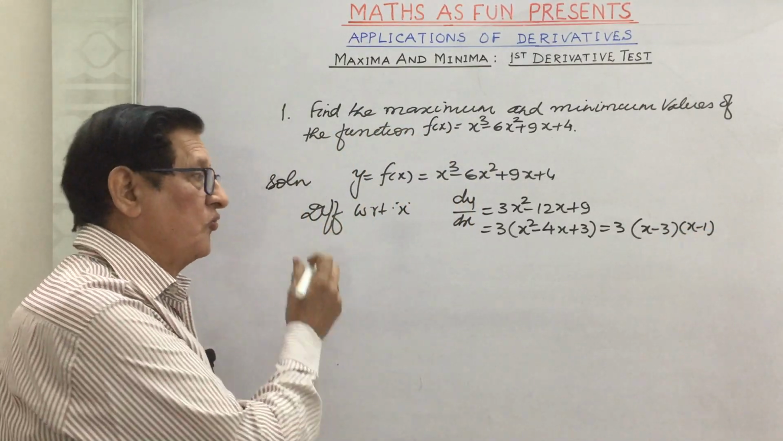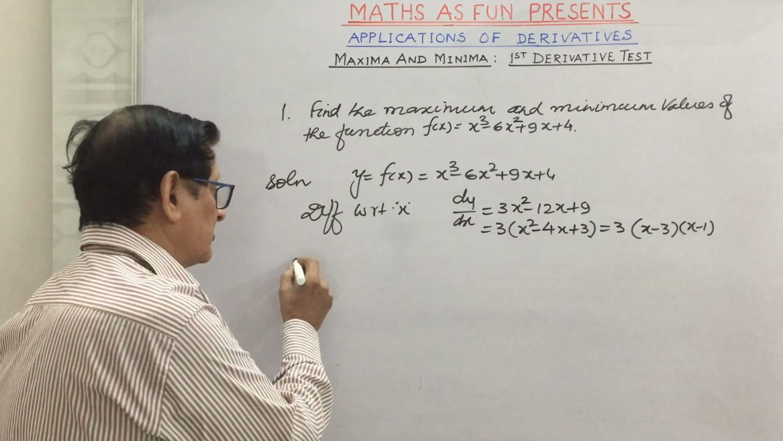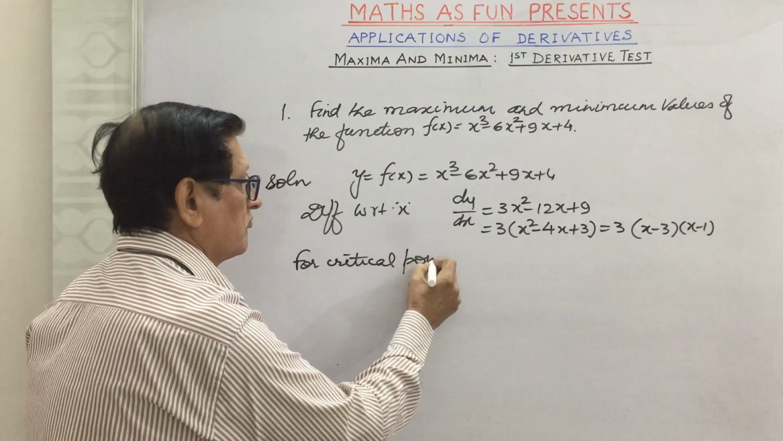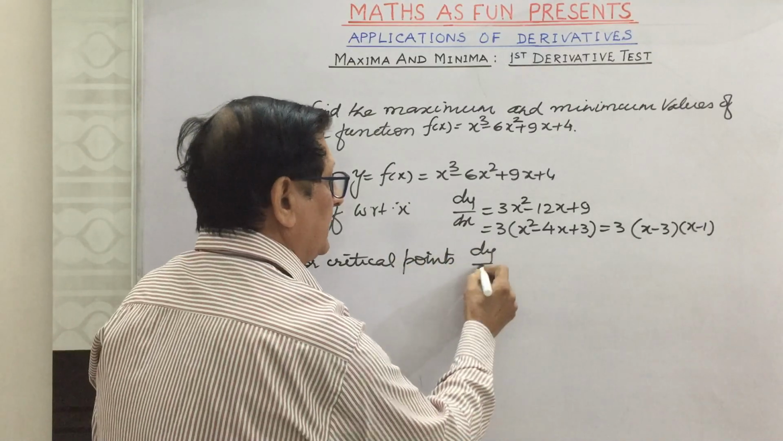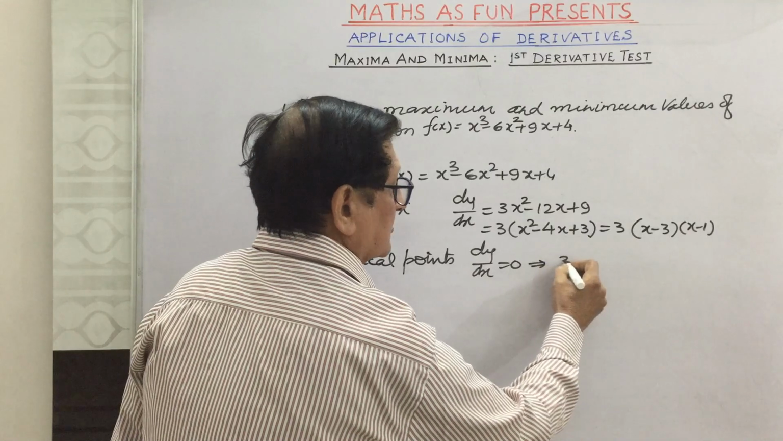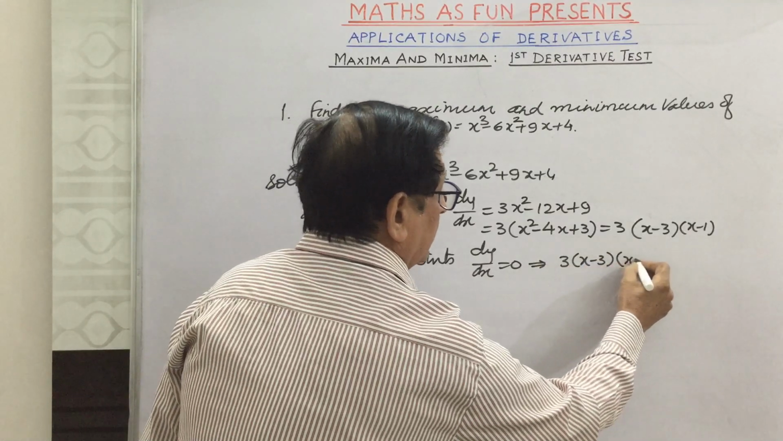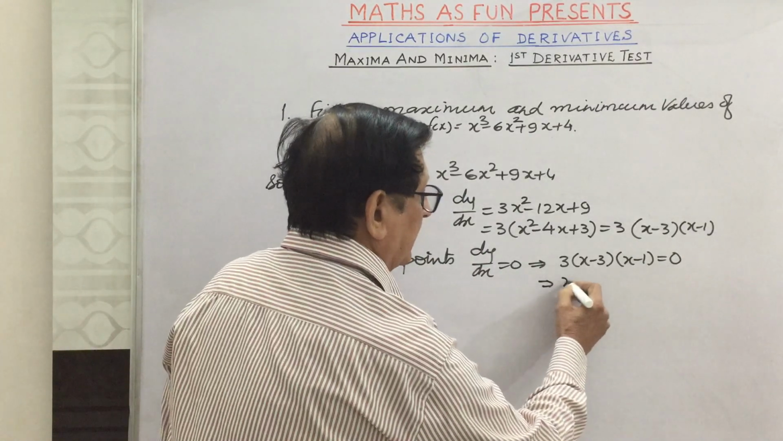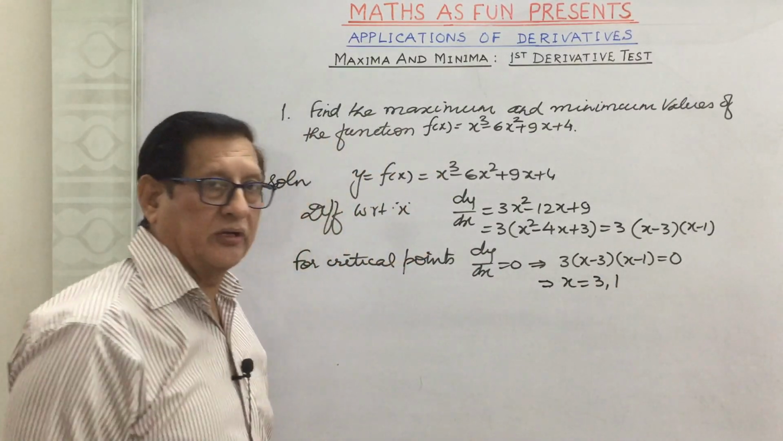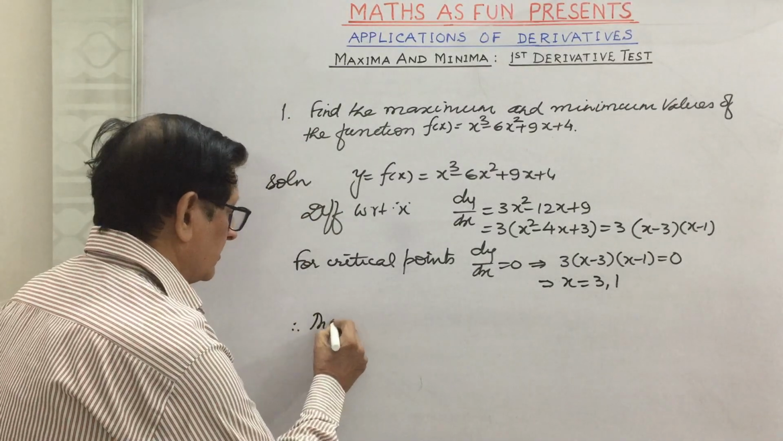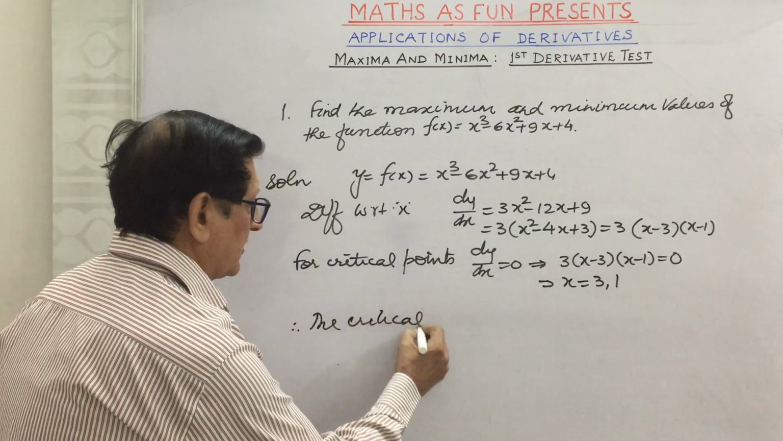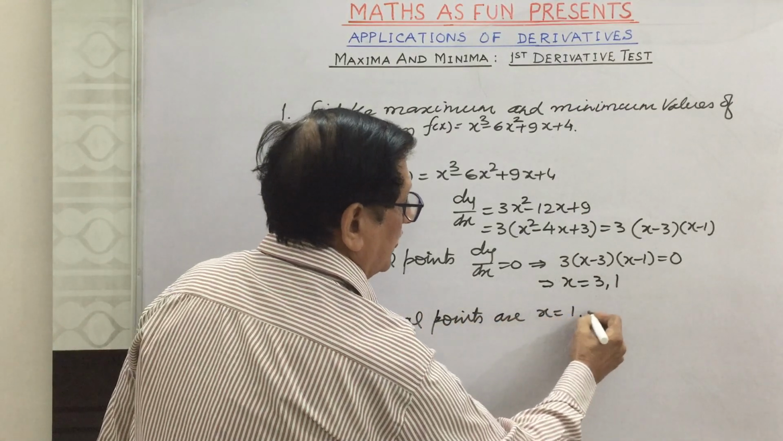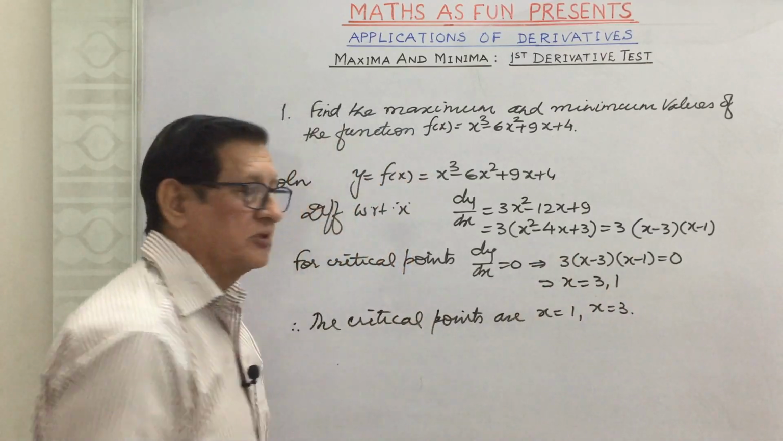Next step is to find the critical points. So we'll write, for critical points, dy by dx equal to 0. It means 3 into (x minus 3) into (x minus 1) equal to 0, from which we get the value of x is equal to 3 and 1. Therefore, the critical points are x equal to 1 and x equal to 3.